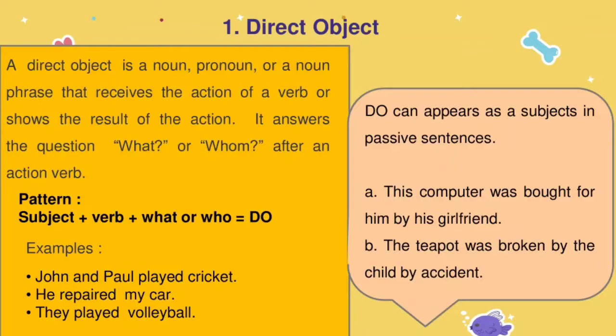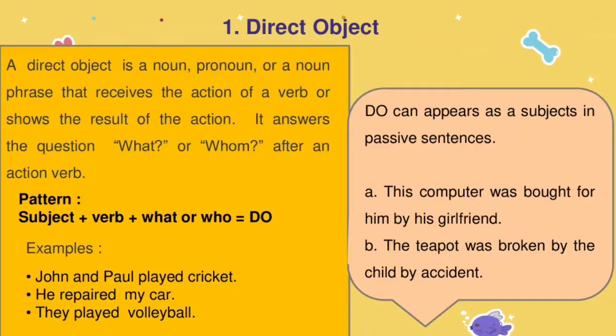Contoh pada kalimat John and Paul played cricket. Di dalam kalimat tersebut, John and Paul adalah subjek, played adalah verb, dan cricket adalah direct object. Mengapa cricket bisa dikatakan direct object? Karena kita bisa mengajukan sebuah pertanyaan. Gini, what did John and Paul play? Dan jawabannya yaitu cricket, sehingga cricket adalah direct object.